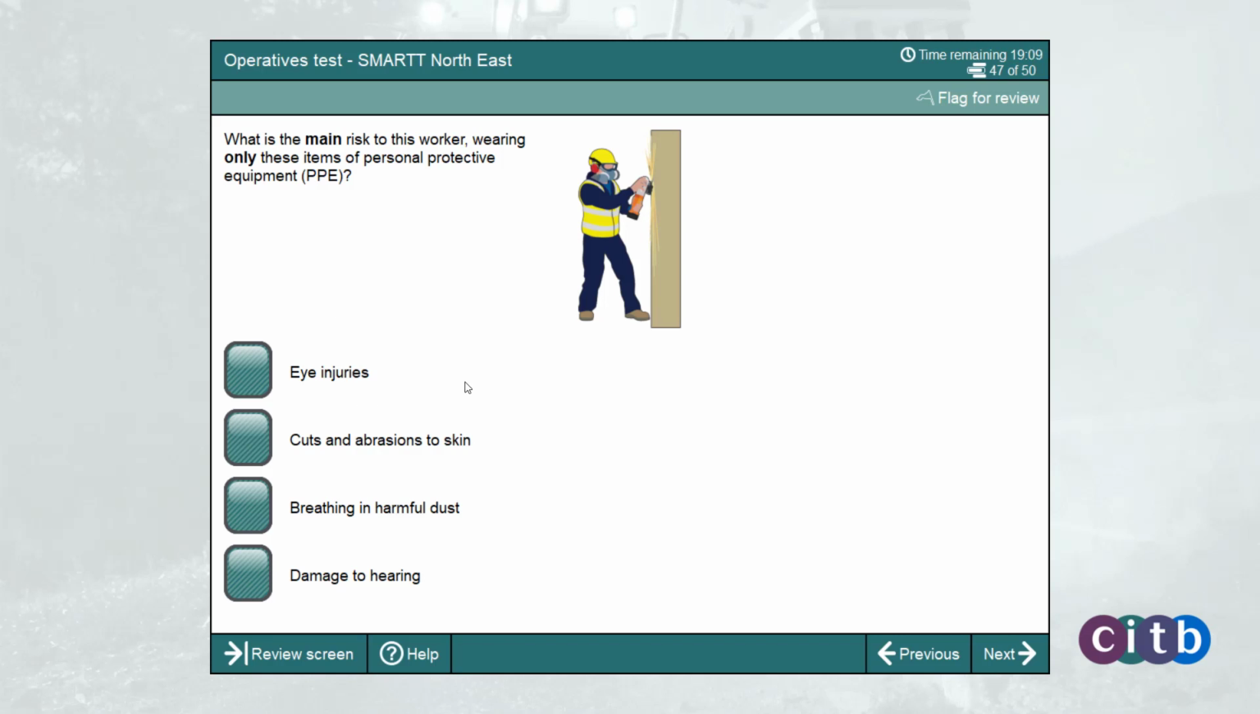What is the main risk to this worker wearing only these items of personal protective equipment, PPE? Eye injuries, cuts and abrasions to skin, breathing in harmful dust, damage to hearing.